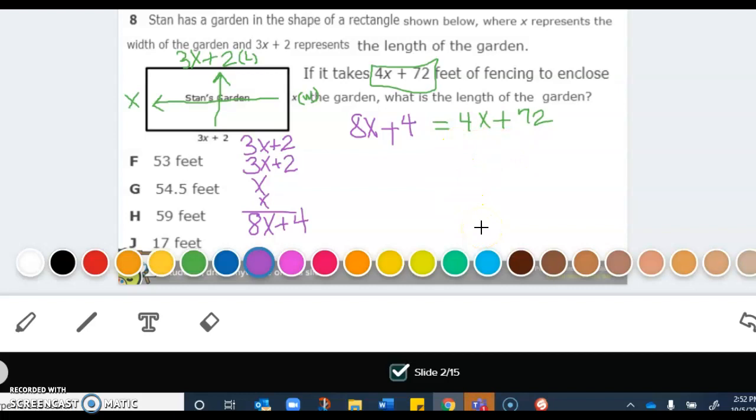Now I have a regular solving equations problem. So I'm going to split up my problem. I'm going to start rearranging because I don't have anything that I need to simplify. So I'm going to do minus 4x on both sides. That simplifies to 0. So I'm left with 4x over here plus 4 is equal to 72. Then I'm going to subtract 4 from both sides.